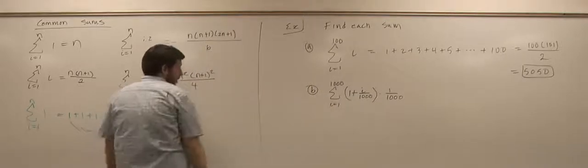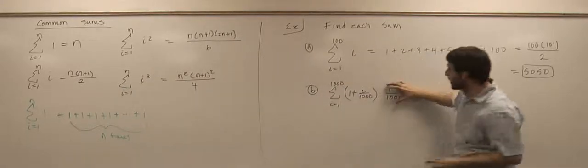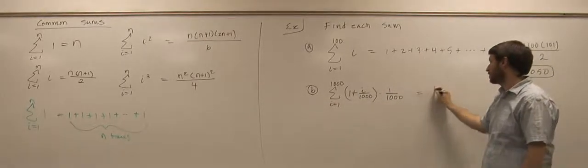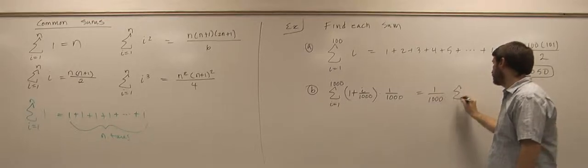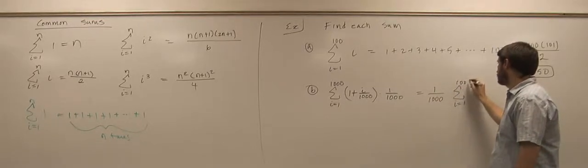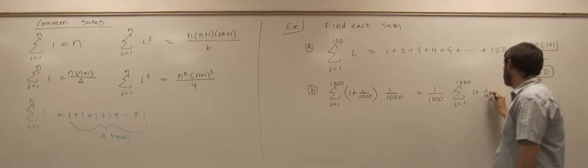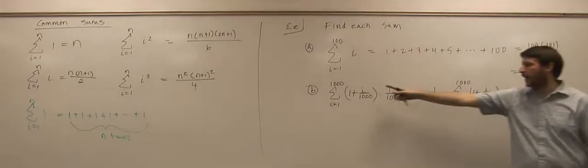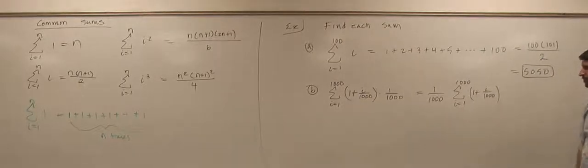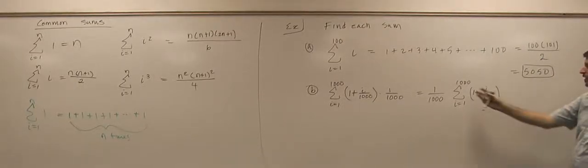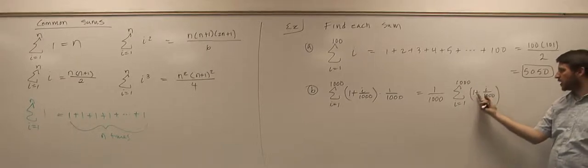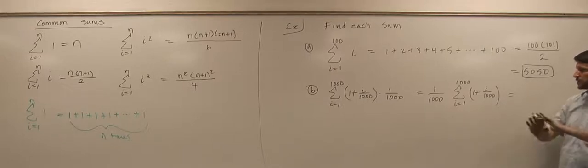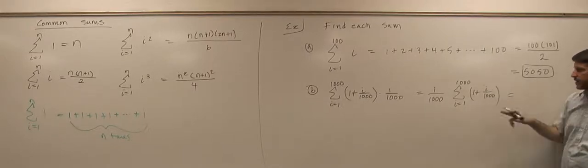So for example, this 1 over 1,000 is a constant multiple, so it can come out front. Does that make sense? It doesn't have an i in it. Anything without an i is a constant in the sum. So I pull that out. And then what can I do across this plus sign here? Sums break up, right? You can distribute the sum across the plus sign.